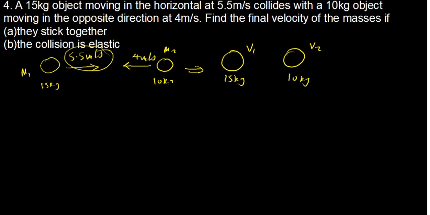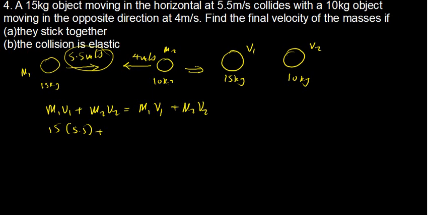So first, according to the law of conservation of momentum, momentum before impact should be equal to momentum after impact. So that is m1 u1 plus m2 u2. It should be equal to m1 v1 plus m2 v2. So m1 is 15, u1 is 5.5, and then plus m2 is 10, u2 is -4.